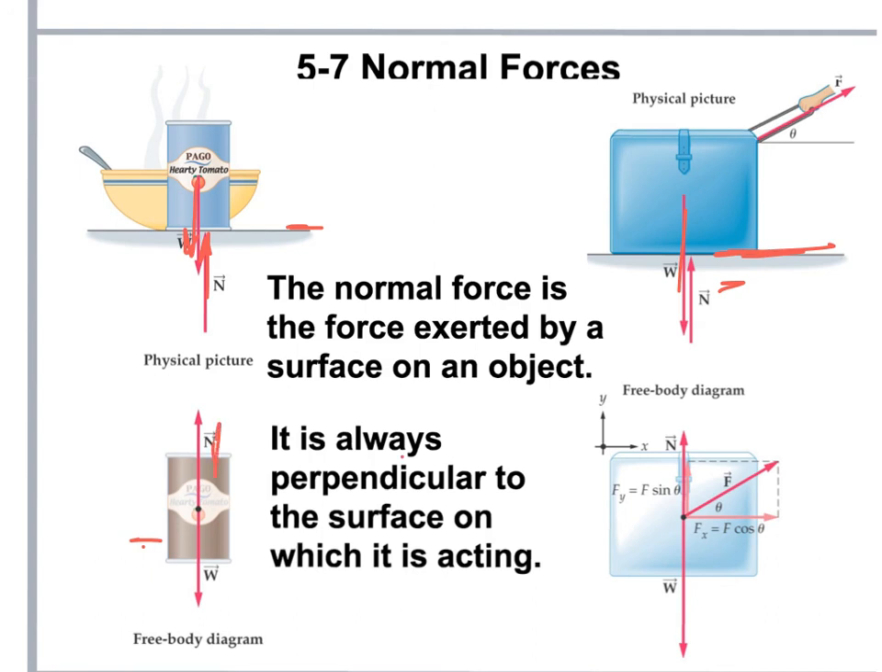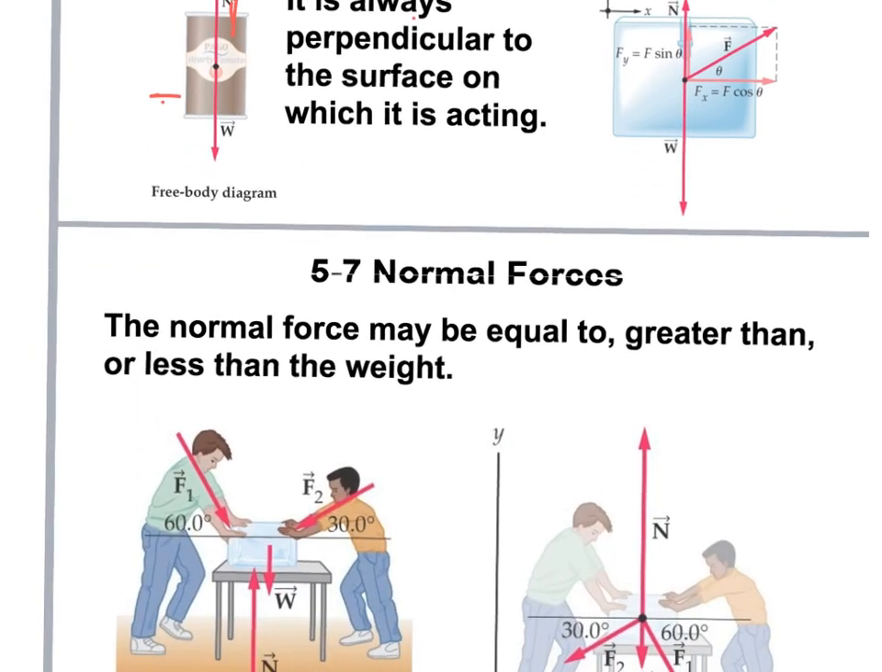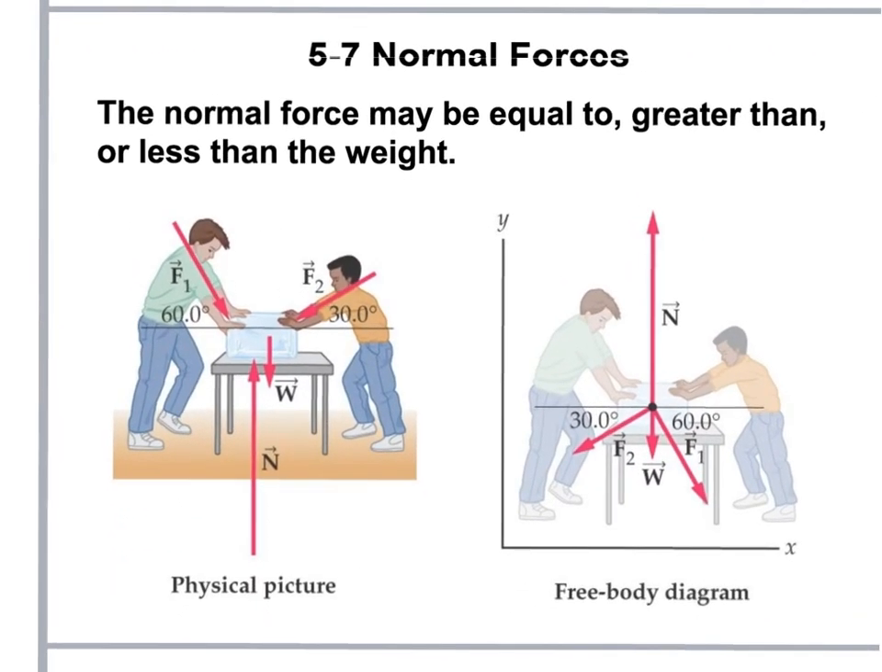So normal is always perpendicular to the surface on which it's acting. And it's a vector, so you can break it down into vector components. But in this case here, the vector equals the n sub x, so you don't have to do a lot of calculations there. So the normal force can be equal to, greater than, or less than the weight. It's not always this nice and neat n minus w where they cancel out. It's not always like that.